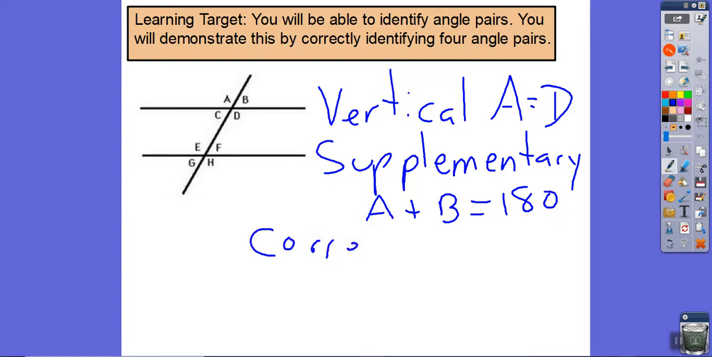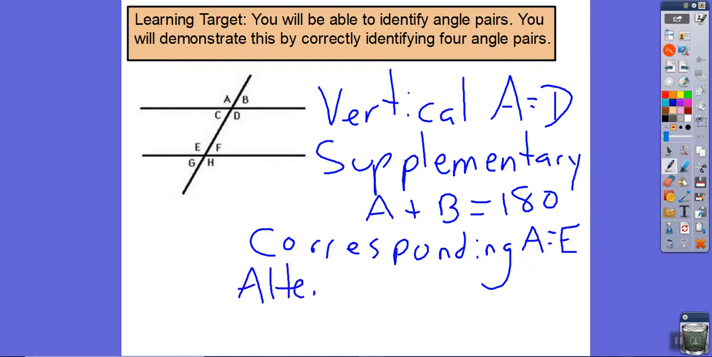We had corresponding, which means it's in the same spot on the other line. So if I start with A, what is in the same spot down below? Like if I could pick up those top four and bring them down, what would be in the same spot would be E. And I've got alternate interior, alternate meaning every other. So an interior meaning inside like C. So what is across from C? I don't want the one next to C. I don't want the one on the same side as C. So that would leave F.